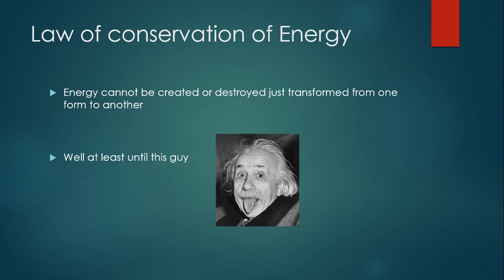Alright, now the law of conservation of energy. We used to think that energy cannot be created or destroyed, just transformed from one form to another. So you could go from potential to kinetic, kinetic to potential, electrical to mechanical, lots of different things, you get the idea. But then this weird guy who liked to stick out his tongue a lot, at least in one picture, Einstein, came along and he changed that. We'll talk a little bit more about that here in just a second.